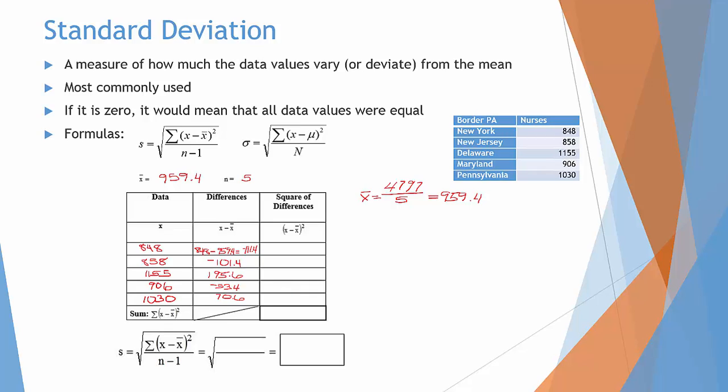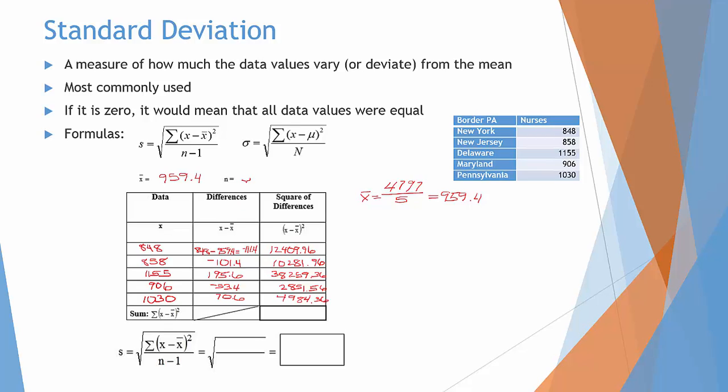So negative 111.4, squaring that on my calculator or multiplying it by itself. I'm getting big numbers here. So 12,409.96. And I repeat that. So now I'm going to take negative 101.4 times itself, square it, and again I should get a positive answer. And I continue down the column, so this time I'm going to take 195.6 and square that. I'm going to square the negative 53.4, and I'm going to square the 70.6.